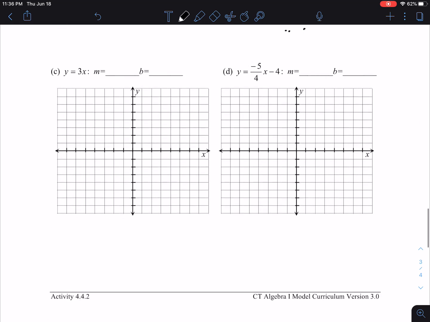All right. I'm going to have you answer a couple follow-up questions for these 2 problems here.